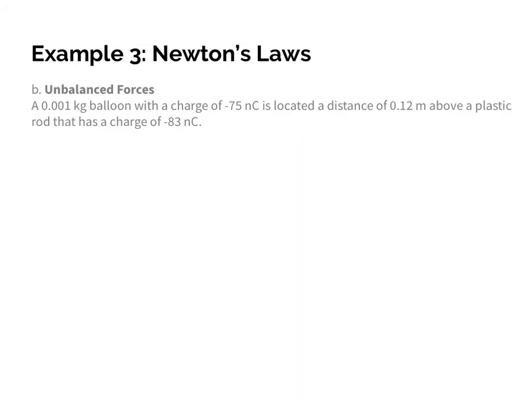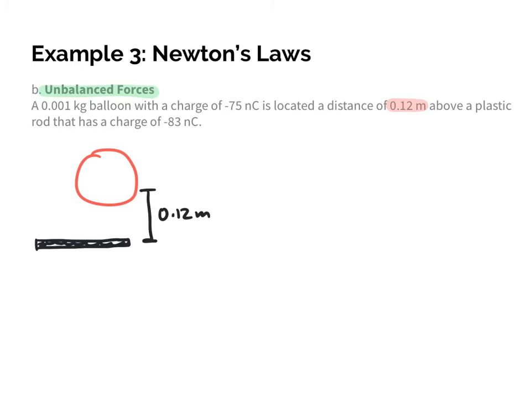Now we're going to look at the case when things are unbalanced. We're going to do a similar situation with our balloon and our rod. So let's say that I have a balloon and now I have the rod. The only thing that's different, and you'll notice that our answer from the previous example was 0.05 or 5 centimeters, here we're looking at a distance of 0.12. So now it's going to be held a little bit further apart. So think about the distance between them as 12 centimeters or 0.12 meters. We still know that the rod is negatively charged, and that the balloon is negatively charged.